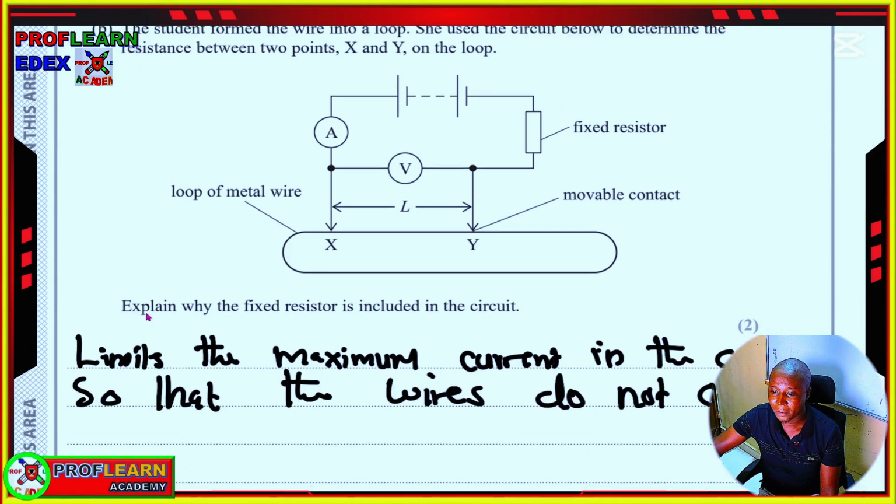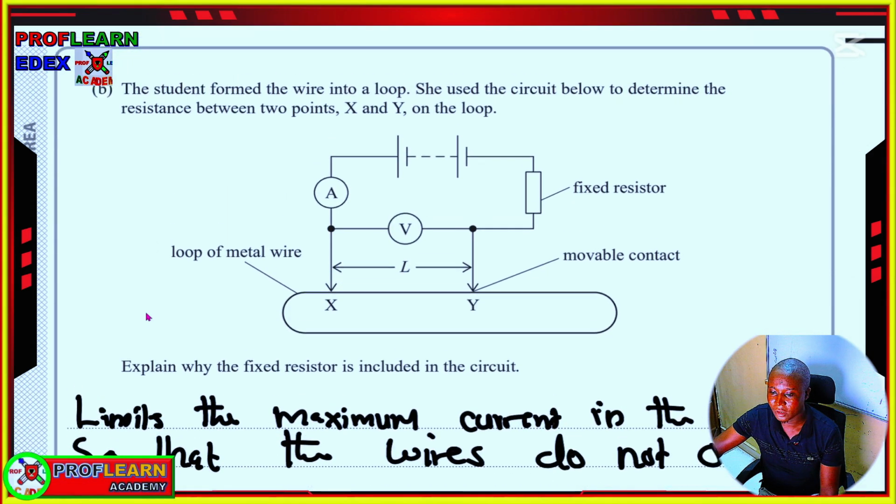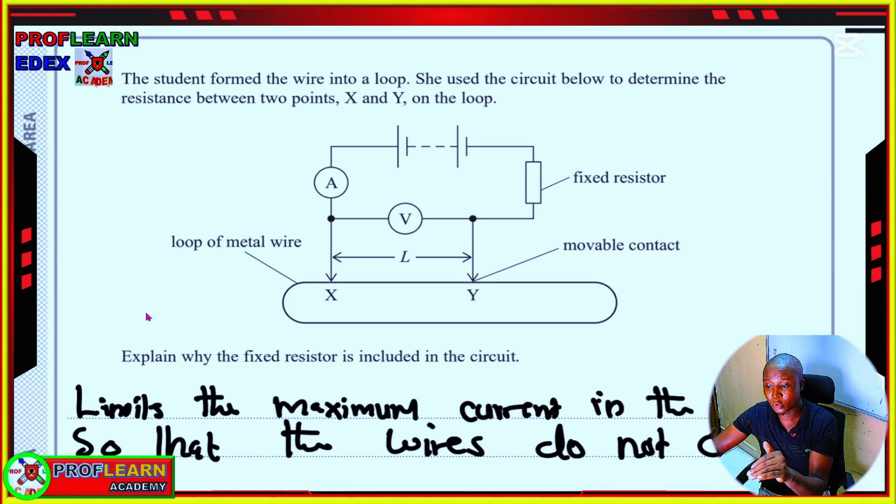We have part B. We are supposed to explain why the fixed resistor is included in the circuit. In this case, it is to limit the maximum amount of current that is flowing through the circuit, so that we can prevent overheating in the system.